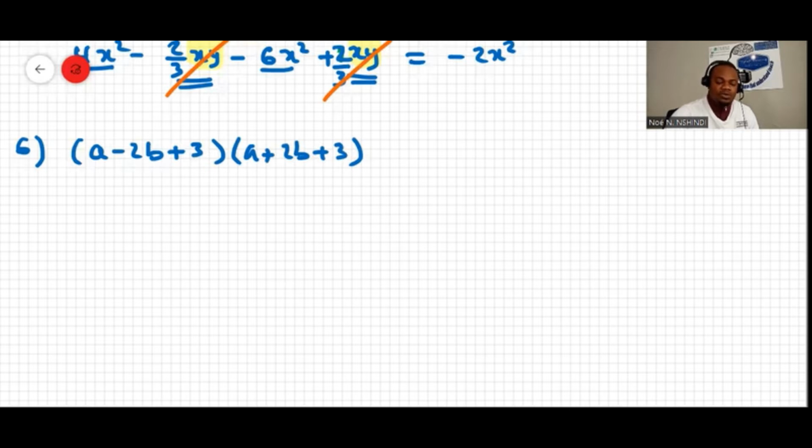Now, to solve this, we could also expand, as I said, but it's not really going to be the smarter way of solving this. I prefer to transform it this way. I write it as a plus 3 minus 2b. I prefer to write it like that. Or maybe, okay, hold on. I'll write it this way.